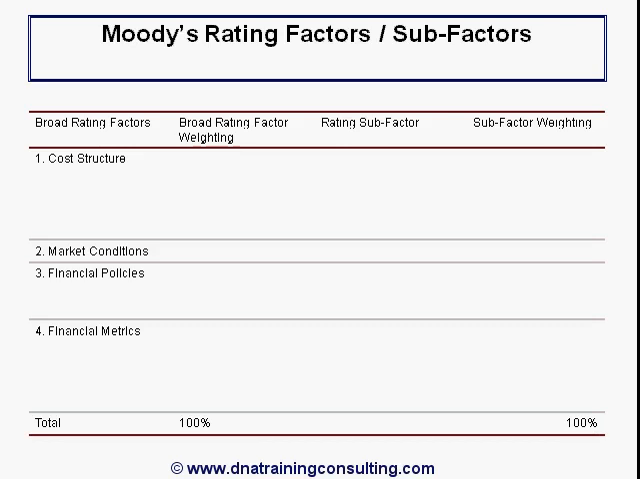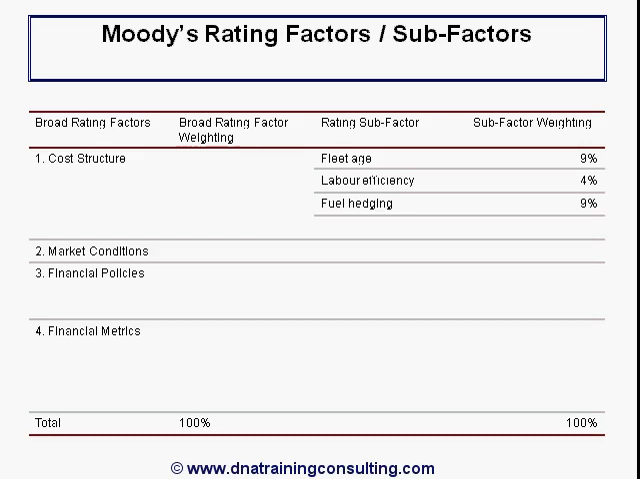Under cost structure, fleet age carries a weighting of 9%, labor efficiency 4%, fuel hedging 9%, and EBITDA margin 9%. These aggregate to 31%, meaning in effect that considerations of cost structure represent around 1/3 of the aggregate quantitative score, not surprising for a commoditized business like this one.